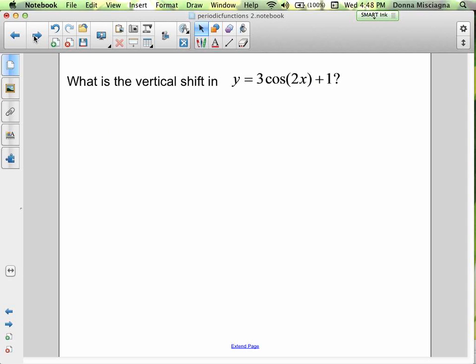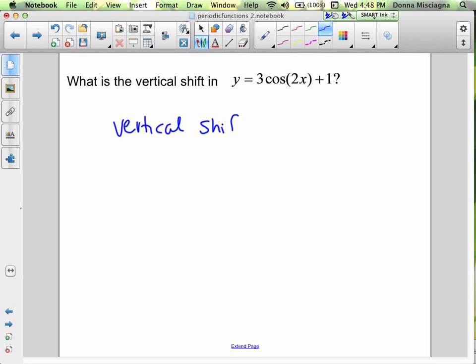What is the vertical shift in y equals cosine 2x plus 1? So think of what the vertical shift is in your head. Got your answer? Well, let's see if you're right. The vertical shift is going to be up 1. So the whole graph is just going to be shifted up 1. After we find our new points from our amplitude and our new points from our period change, we would just take that graph and shift it up 1.